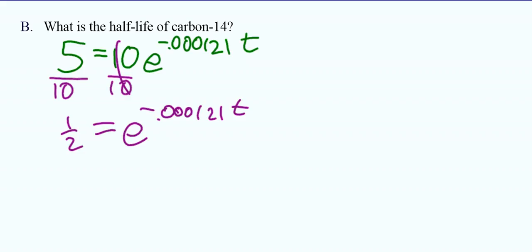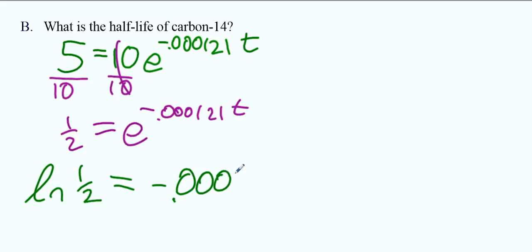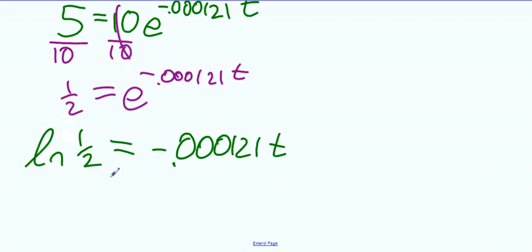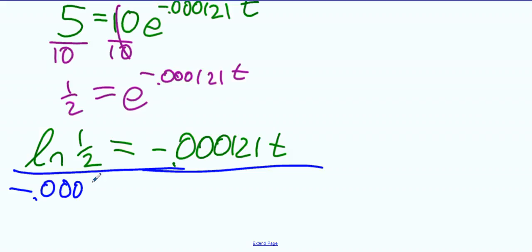So then your next step would be to change this to a natural log. So natural log of 1/2 equals negative 0.000121t. The exponent comes down when you log it. That step's always going to happen also because there's always going to be an e. And on the next slide, we'll summarize that a little bit. So to finish this, divide by that decimal, negative 0.000121, and that's going to be our final answer for t.